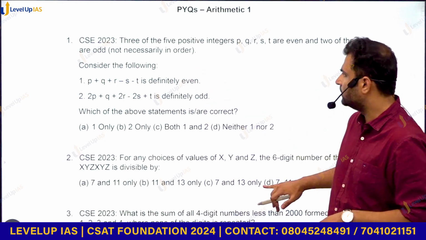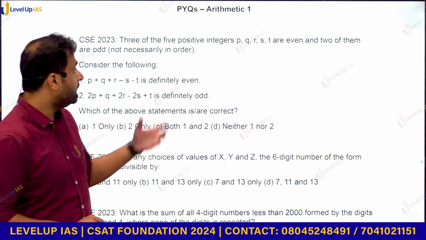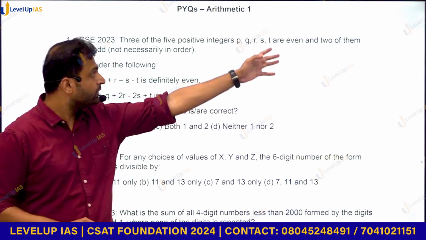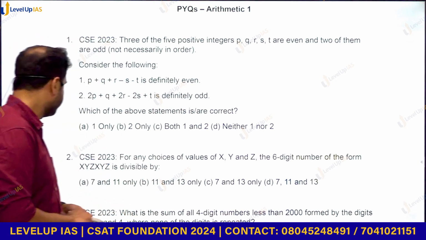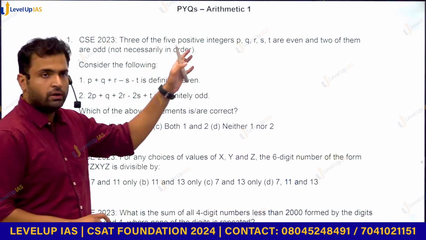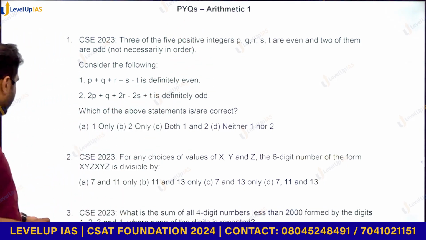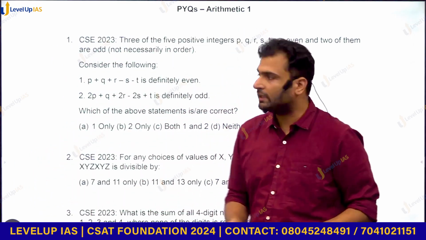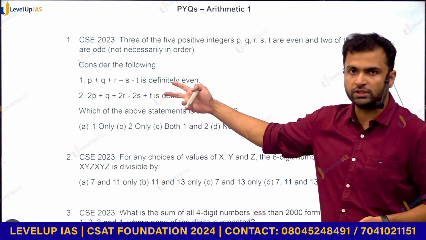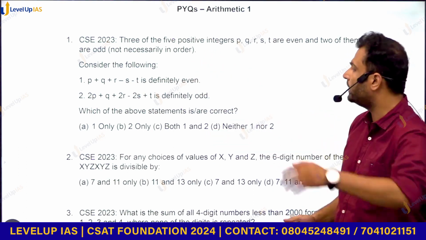See the question, this particular question, we are given 5 positive integers P, Q, R, S, T, and 3 are even and 2 are odd. That is the information we are given, but they are not in order. So any 3 could be even, any 3 could be odd. That is the meaning. And we are given 2 statements. There are 2 distinct statements. So in essence, this one question has 2 sub questions. So of course it will take more time because there are 2 questions that you need to attempt.